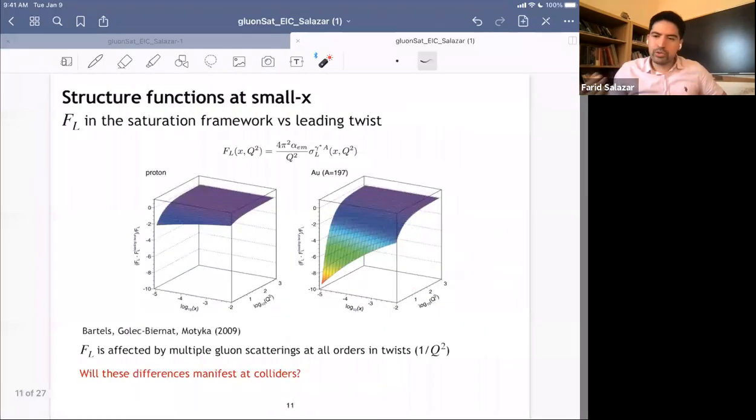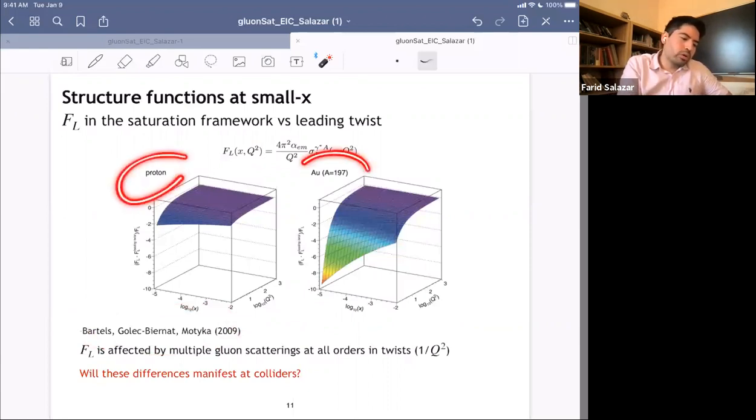And a natural point to start is with structure functions. What is shown here, based on this paper, is the longitudinal structure function for the proton and for gold. It shows the difference between the saturated model, a model that includes gluon saturation, and one that doesn't. You see deviations which grow as you go to smaller x, which is what you expect. At smaller x, you would expect saturation to be more important.